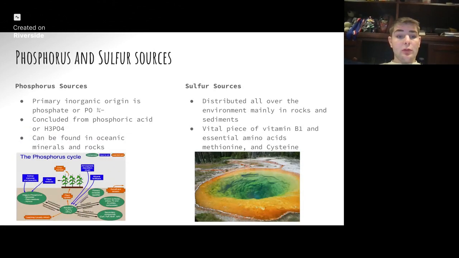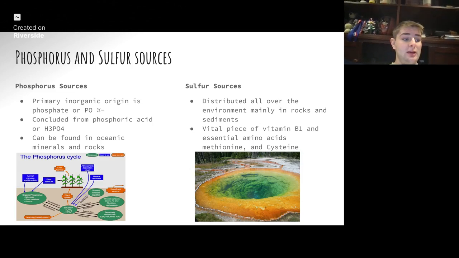Okay, now we can look at phosphorus and sulfur sources. For our phosphorus sources, its primary inorganic origin is phosphate, or PO3 negative. That is made up from phosphoric acid, or H3PO4. And that can also be found in oceanic minerals, rocks, sediments, things like that. Phosphorus is a key component of our nucleic acids. It's vital to the genetics of viruses and cells. And it's found in ATP, which is vital for our energy for the cells.